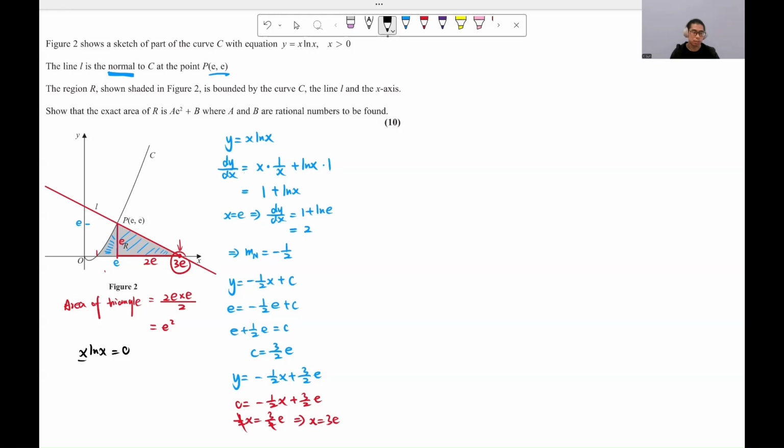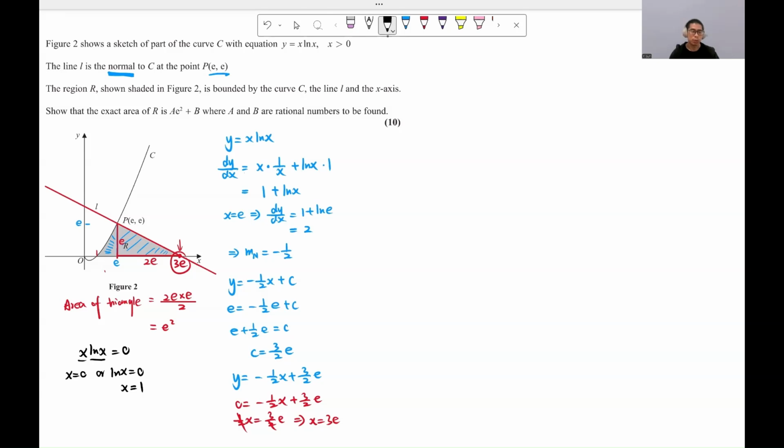So then this is a product. This expression has two factors. To solve this equal to 0, you just let each factor equal to 0. So either x equals 0 or ln x equals 0. Because if two numbers multiply each other to give you 0, one of them has to be equal to 0. So x equals 0 or ln x equals 0. So x has to be equal to 1 for this case.